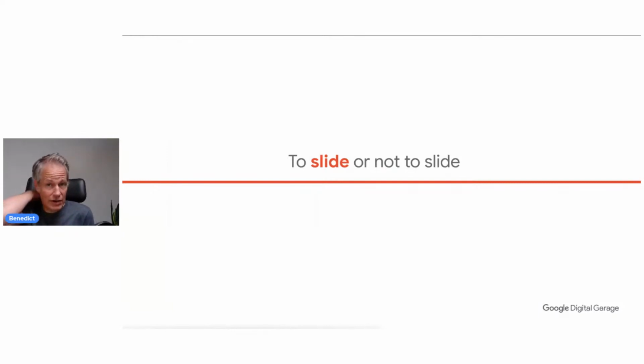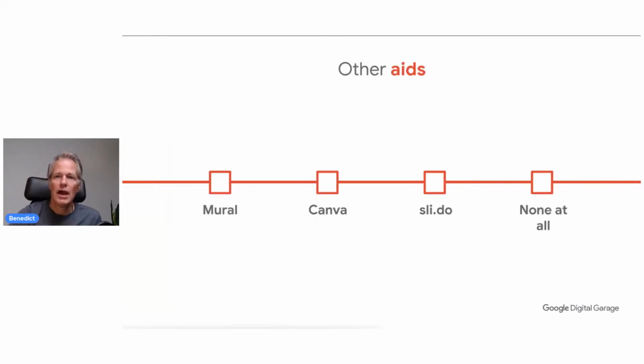So there's different things you can use, but often it's useful because it's something people can refer to as well. And then, of course, there's other aids, more than one type of presentation. There's Mural, Canva, Slido, which I've mentioned already, or you could use none at all. You could just go up there and talk. It depends what would be best for you.